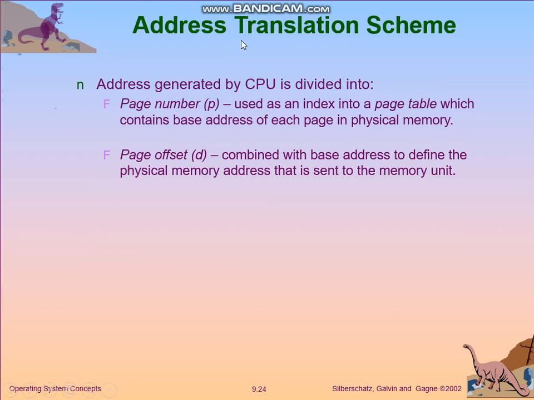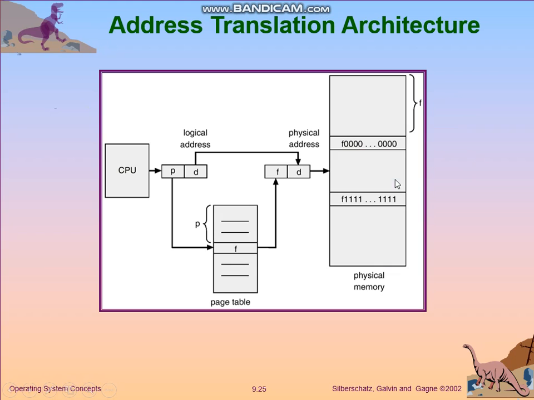So here you have an address translation scheme. The address generated by the CPU is nothing but the logical address. That logical address is divided into two fields. First one is page number, second is page offset. Page number is denoted by P, offset value denoted by D. Page number is used as an index in the page table. The page table holds the base address of each page in physical memory, and this is combined with the offset to get the actual physical address. Let us understand this with the hardware architecture.